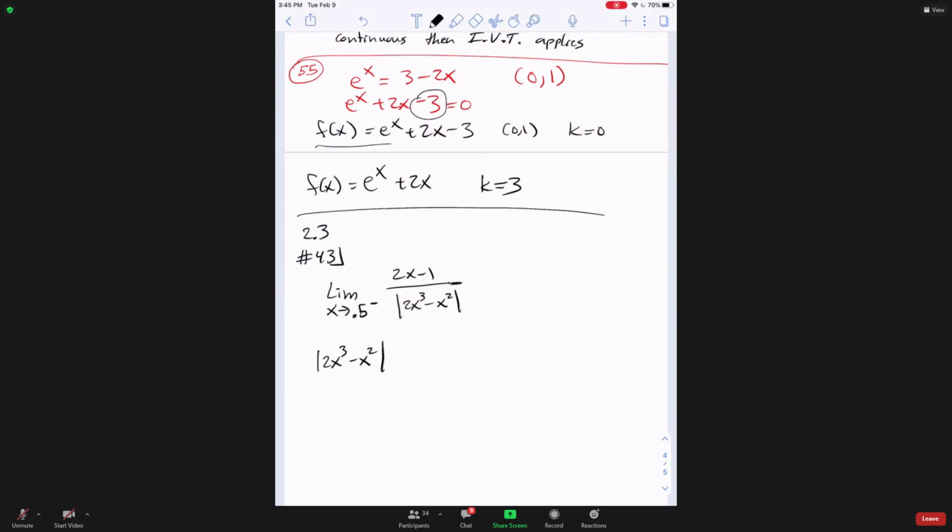So did you use your f of x to be this one, let's say? Are you talking about that one? Yes. So f of 0 would be e to the 0 plus 2 times 0 minus 3. e to the 0 is 1, minus 3, which would be negative 2. f of 1 would be e to the 1 plus 2 times 1 minus 3. So it's e plus 2 minus 3, which is e minus 1. It's not infinity, it's e minus 1.